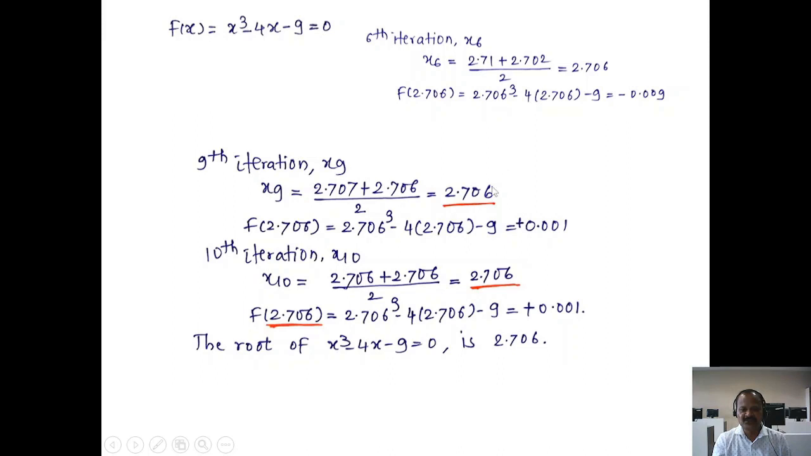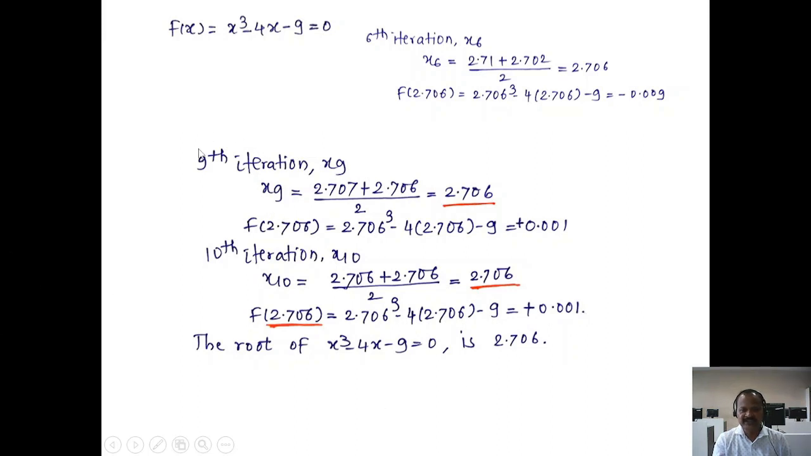Now you have to find the negative value. The negative value is for the 6th iteration, so x6 is 2.706. When you put this in the equation, we get a negative value. So for the next iteration, the 10th iteration, it is a summation of 2.706 plus 2.706. This is the positive value and this is the negative value for the 6th iteration. So x10 is equal to 2.706 plus 2.706 divided by 2, which is equal to 2.706. Again, you put this value in the equation: 2.706 cube minus 4 into 2.706 minus 9 is equal to plus 0.001.